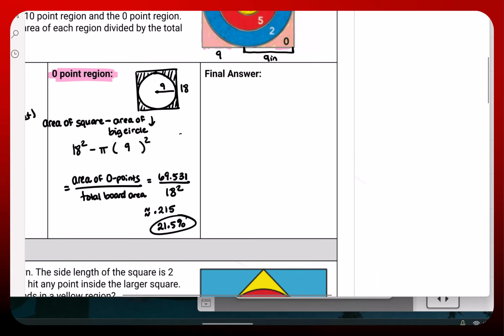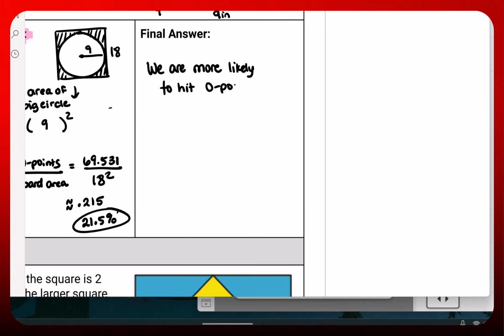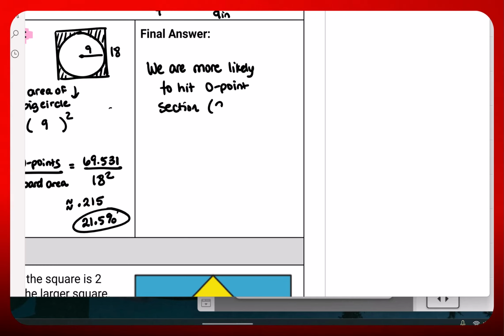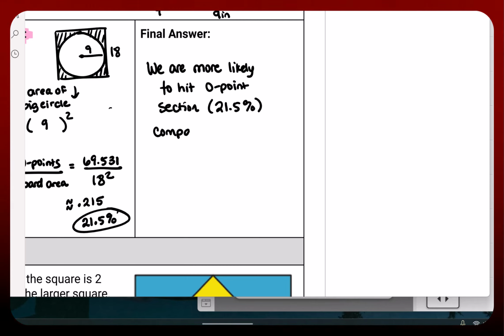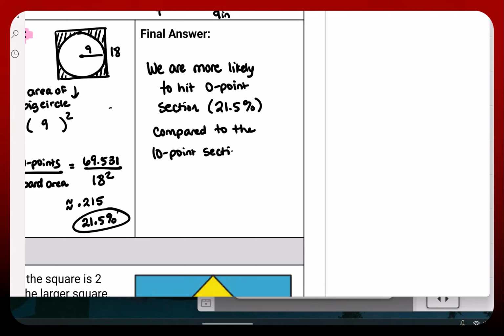So which one is more likely to hit? The 0 point or the 10 point? We are more likely to hit the 0 point section. That's 21.5% compared to the 10-point section, which was 8.7%.